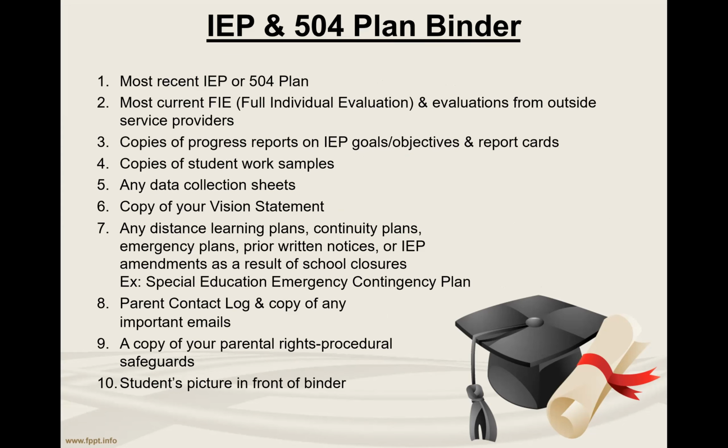So what is in this binder? There's several things that can be in this binder. So one, you have the most recent IEP or 504 plan, most recent FIE, full individual evaluation, or any evaluations from outside service providers. If your child has an IEP, you want to have copies of progress reports on IEP goals and objectives. And then you also want to have the most recent report card, even if your student has a 504 plan. You want to have copies of work samples.